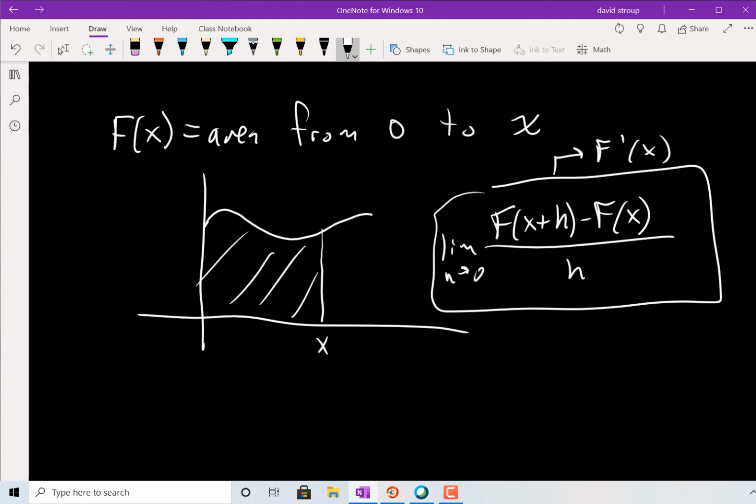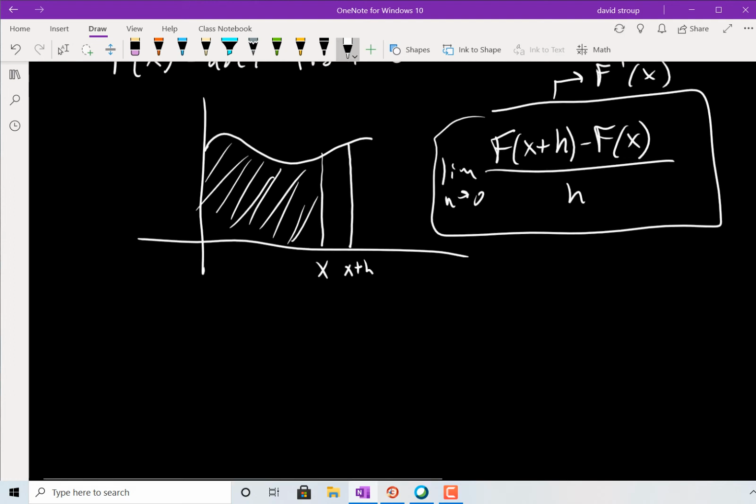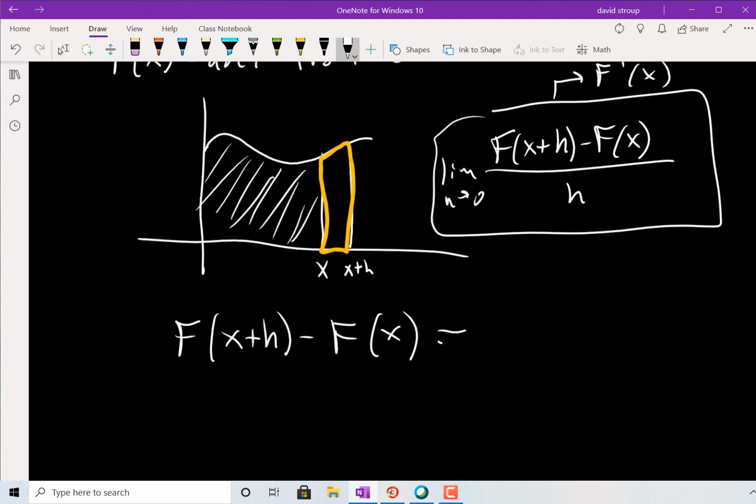F of x is just the thing that finds the area from 0 to x, and that area here is shown visually. F of x plus h will find the area from 0 to x plus h, which maybe is out a little bit farther. Then the difference between those two should just be this region right here. So what did I just say? The difference between F of x plus h and F of x should be pretty much just equal to the area of that yellow region.